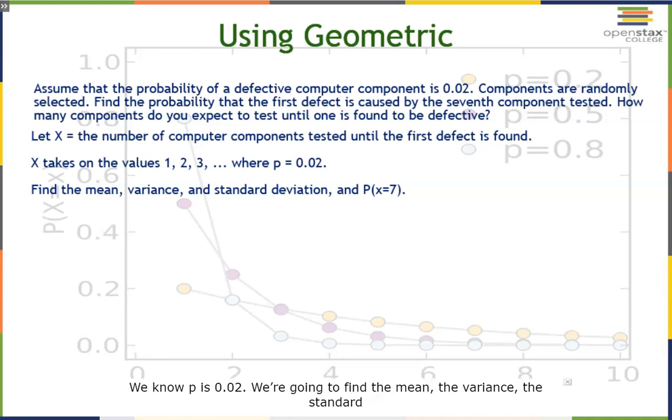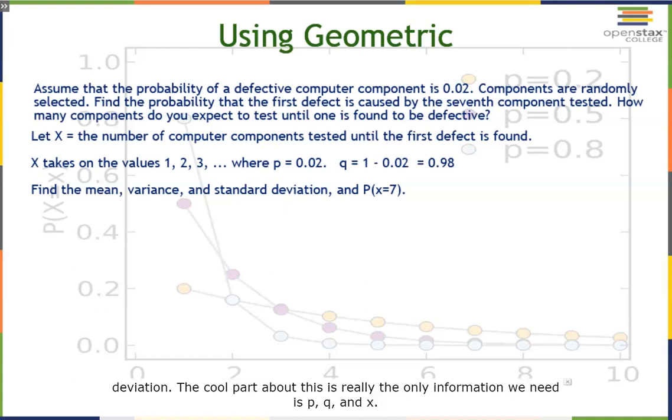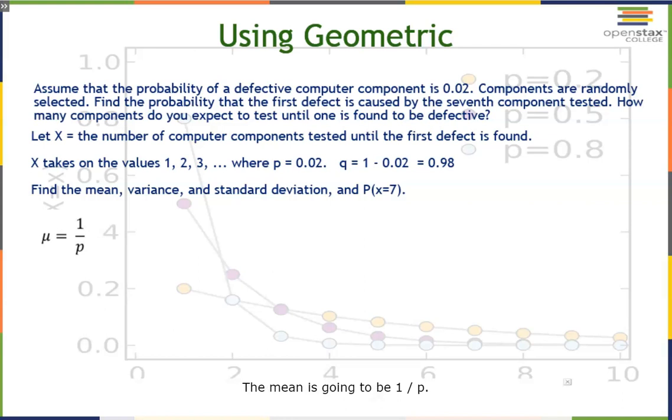And remember, because this is geometric, in theory, we can keep going and going. We do know P is 0.02. We're going to find the mean, the variance, the standard deviation. The cool part about this is really the only information we need is P and Q and X. And all of those things are pretty much given to us. The mean is going to be 1 over P. P is given to us as 0.02, so the mean, 1 over 0.02, is 50.